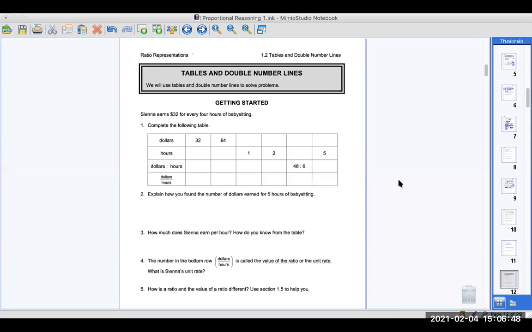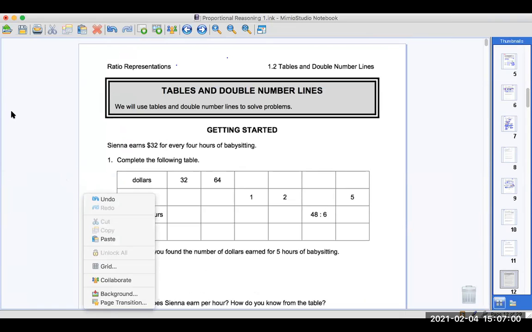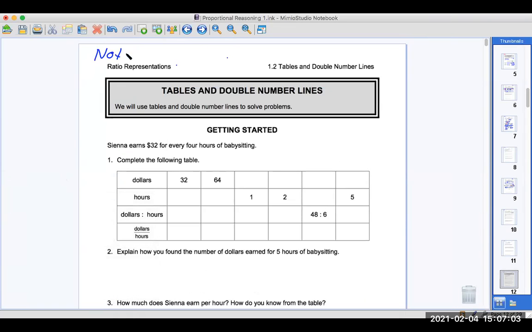It's green. We're on page 9, and on page 9, you can write notes on top. I'm going to make that bigger. Tables and double number lines. We will use tables and double number lines to solve problems. I encourage you all to do this kind of strategy to reason out what the real proportion is when we come to these questions, okay? Here's what we have to work with.